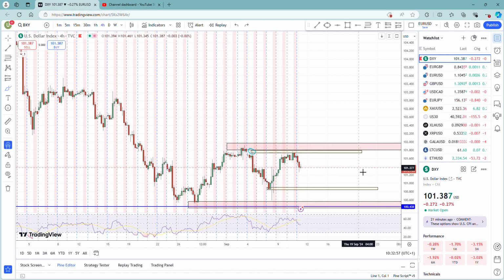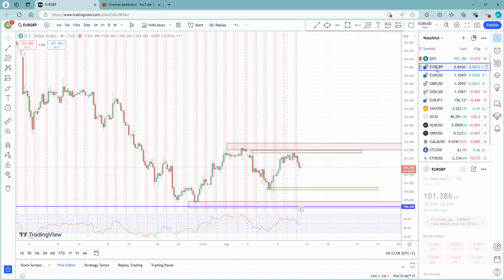In this case, because DXY is going down, we can expect the USD pairs to be going up. So we're expecting buy trades on the USD pairs. Now let's have a look at the Euro GBP beforehand.